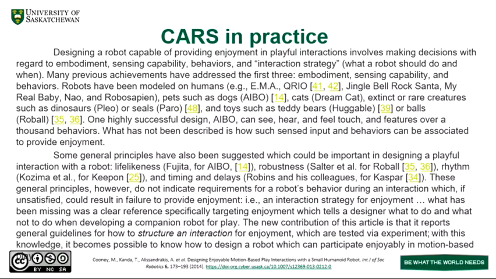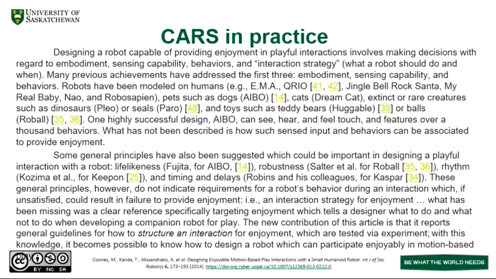One highly successful design, AIBO, can see, hear, and feel touch and features over 1,000 behaviors. What has not been described is how such sense input and behaviors can be associated to provide enjoyment. Some general principles have also been suggested which could be important in designing a playful interaction with the robot: lifelikeness, robustness, rhythm, and timing and delays. These general principles, however, do not indicate requirements for a robot's behavior during an interaction, which, if unsatisfied, could result in failure to provide enjoyment, i.e. an interaction strategy for enjoyment.